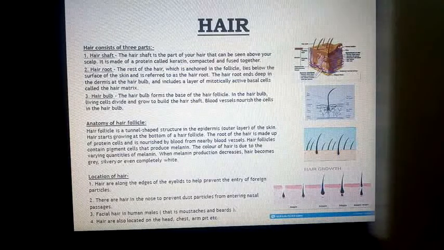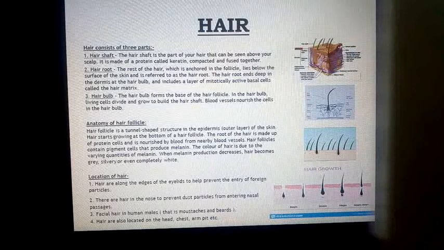Now, hair bulb. The hair bulb forms the base of the hair follicle. In the hair bulb, living cells can divide and grow to build the hair shaft. Blood vessels nourish the cells in the hair bulb. Now we are moving to the anatomy of the hair follicle.